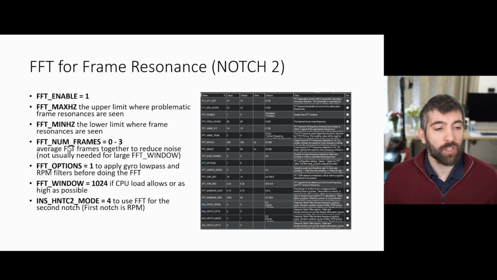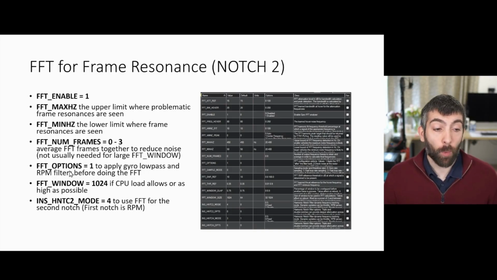The FFT number of frames is how many FFT frames to average together to get a more accurate frequency for the noise peak. Now, in this case, I would normally set this to 0 or maybe 1 if you're able to be using a large FFT window. And for reasons that I've explained before, we do want to use as large an FFT window as possible. So ideally the maximum of 1024 if CPU load allows, or at the very least as high as possible.